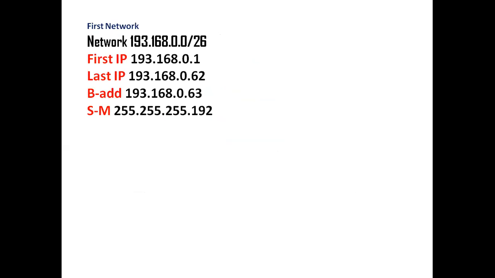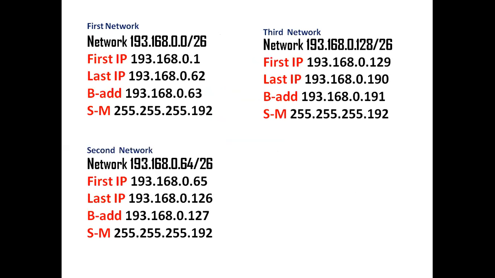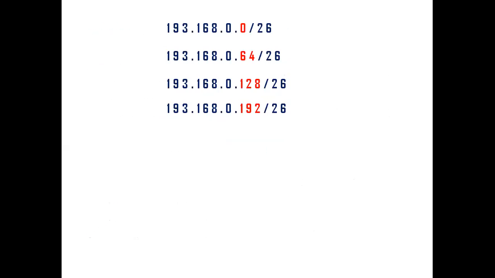Now again, we will do some more practice. Here we have 4 subnets. The first subnet is 193.168.0.0/26. The second subnet will be 193.168.0.64/26. The third will be 193.168.0.128/26. The fourth one is 193.168.0.192/26. Now I have 4 subnets here.